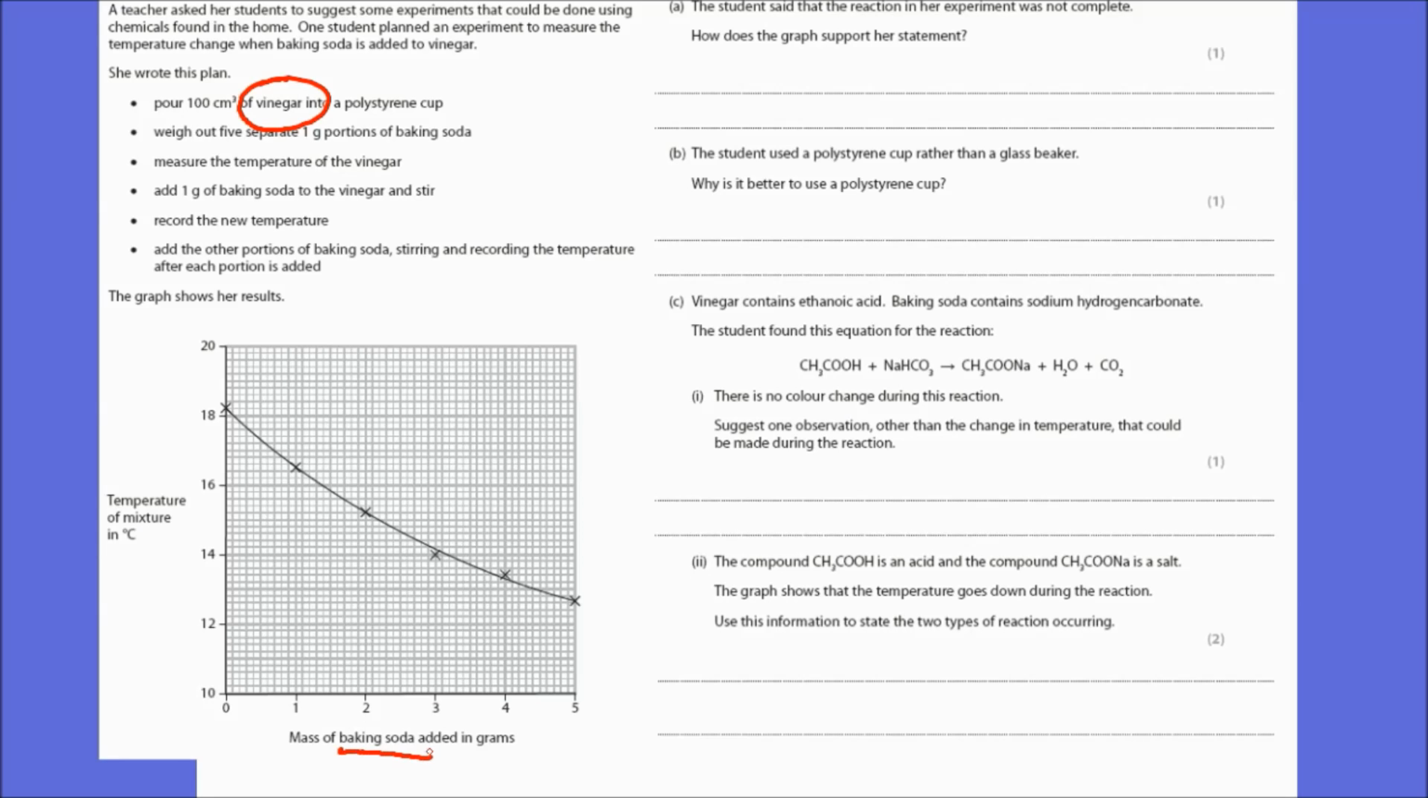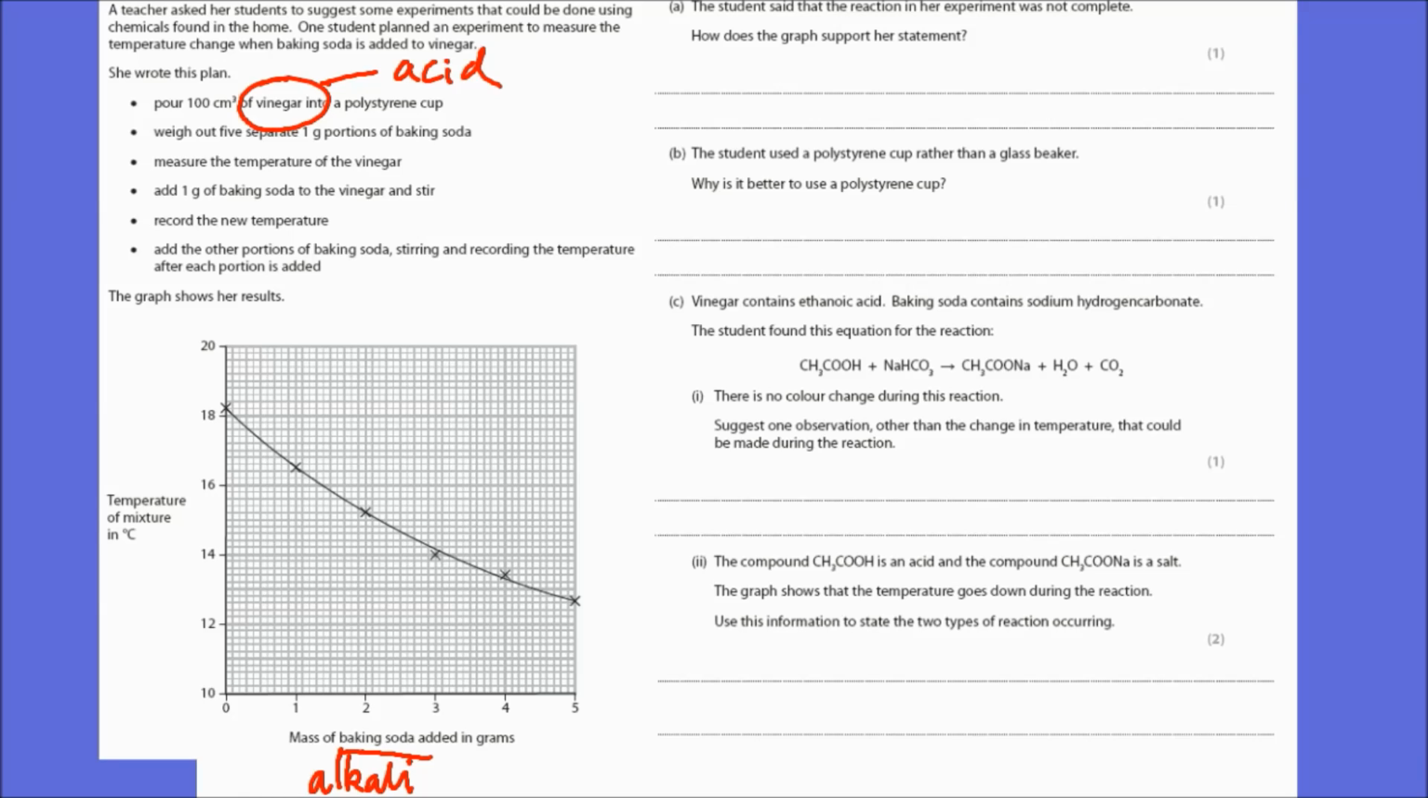Now, vinegar is obviously an acid, and baking soda is actually an alkali or a base. So immediately you should be thinking about what type of reaction that is. What the student has done in this experiment is they've measured the temperature of the mixture as baking soda has been added. And they've plotted a graph here, and you can see it's a lovely smooth curve.